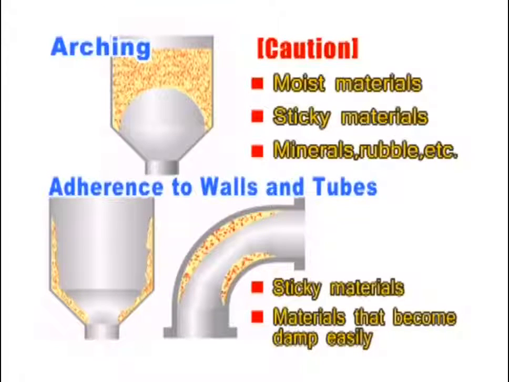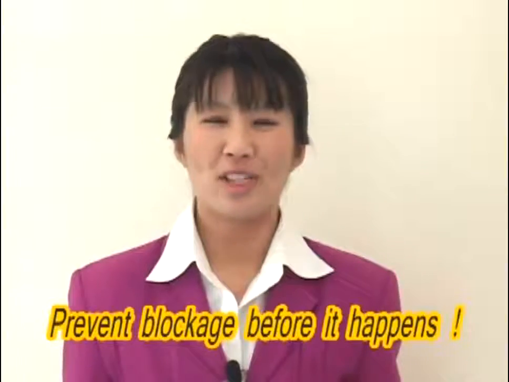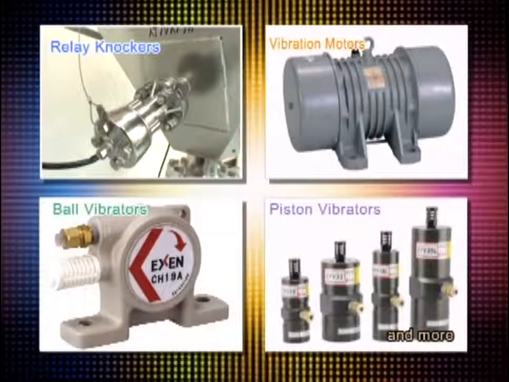In addition, arching and attachment to walls tend to occur with the materials you see here. It's almost impossible to make equipment that causes no clogging for any type of material. Before blockage occurs, please work to prevent it. With relay knockers and piston vibrators, through the force of compressed air, the pistons exert force on the walls of the tank, removing blockage and adhesions. These and other useful devices are available from EXEN.